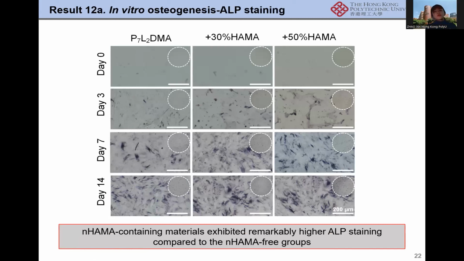And then because we use the materials for bone regeneration, we also see if the materials can support osteogenesis, and we use two markers. One is alkaline phosphatase, and the other one is alizarin red. This ALP is the early marker of osteogenesis. And we can see that our composite materials can support the osteogenesis.